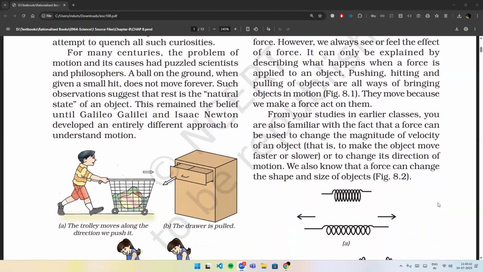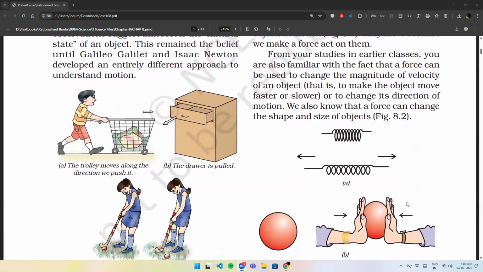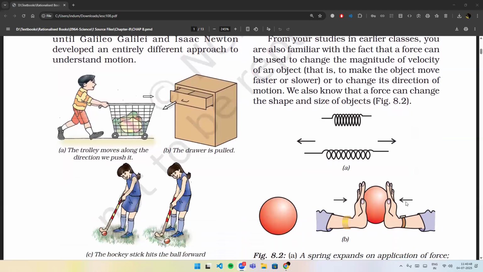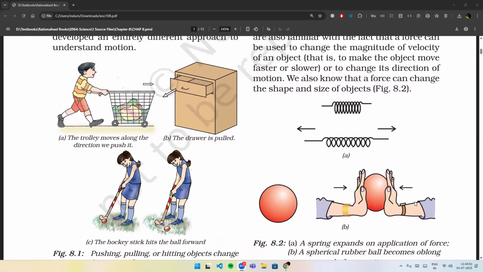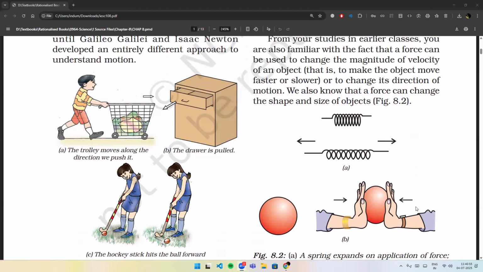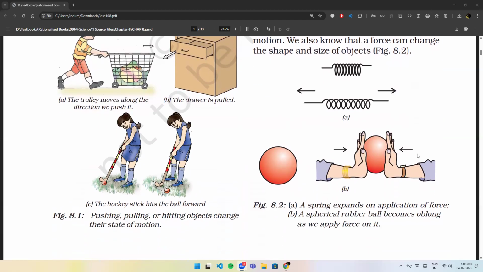From your studies in earlier classes, you're also familiar with the fact that a force can be used to change the magnitude of velocity of an object, that is, to make the object move faster or slower or to change its direction of motion. We also know that a force can change the shape and size of objects.